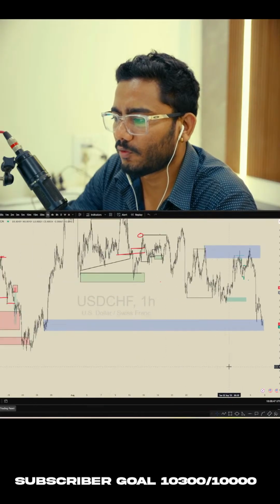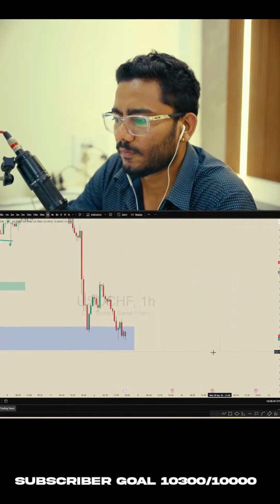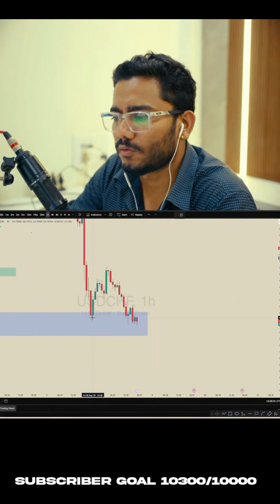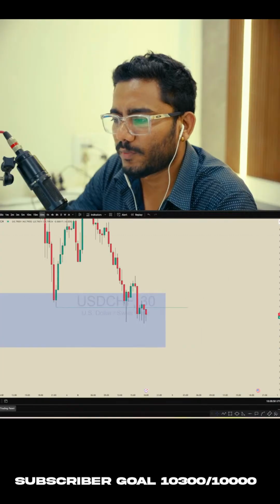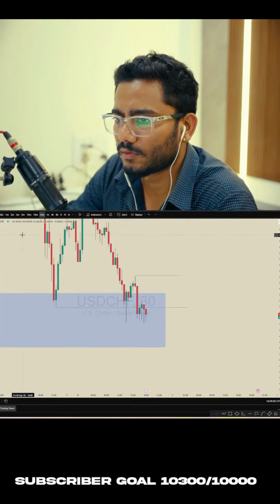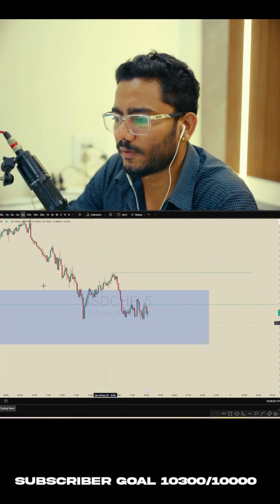USDCHF is at POI. We have this low, so there's sell side liquidity below this area which has been swept out. Wait for price to break this high now. Then you can look for entry.